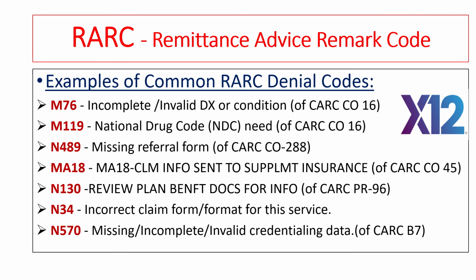Okay, now we will discuss a few examples of RARC codes, remittance advice remark codes. Please keep in mind that CARC codes and RARC codes are always available on denied EOBs. Especially the RARC codes are only available for denied EOBs, but CARC codes are available on paid EOBs also. For example, if a claim is paid some amount to the doctor, and whatever leftover amount is a contractual adjustment amount, then the CO45 code is available.